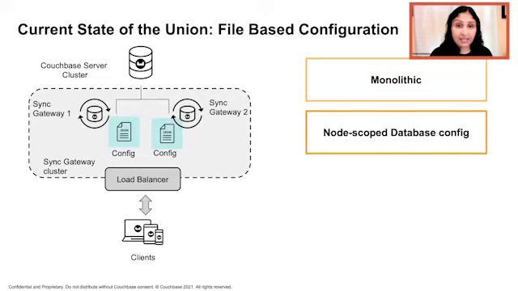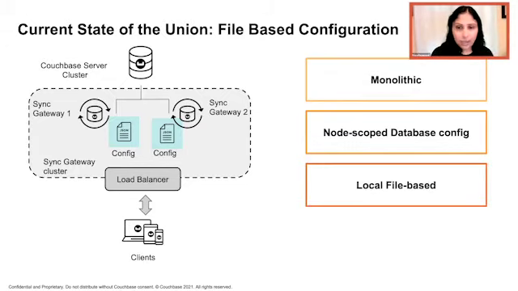Now, since the database is part of that configuration, it is node scoped. What that means is that if you have a cluster of, say, 10 nodes and they have identical database configuration, you have to independently configure every node in that cluster with that database configuration.